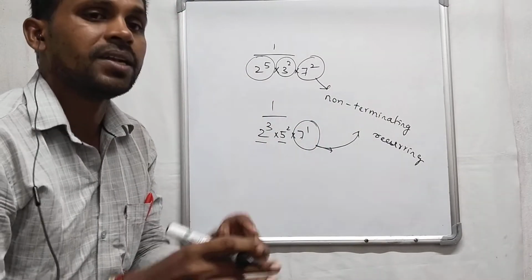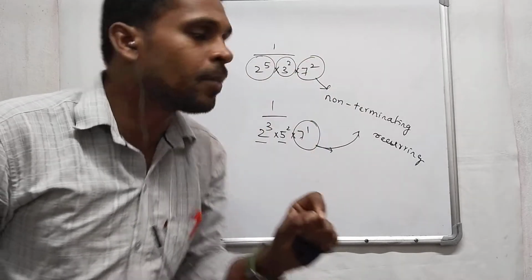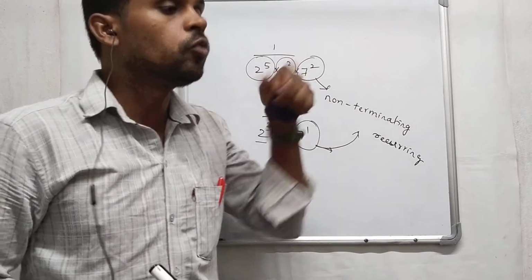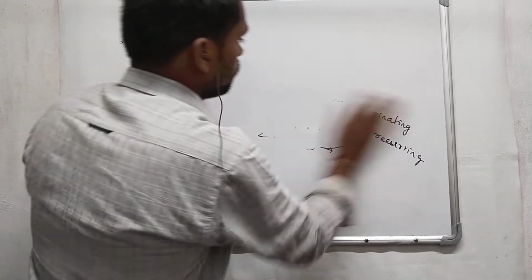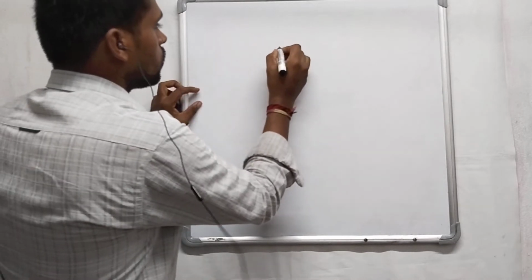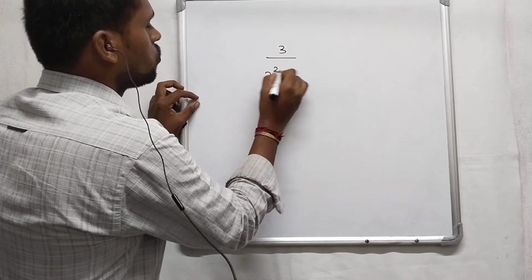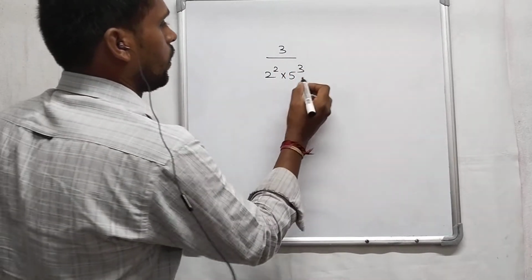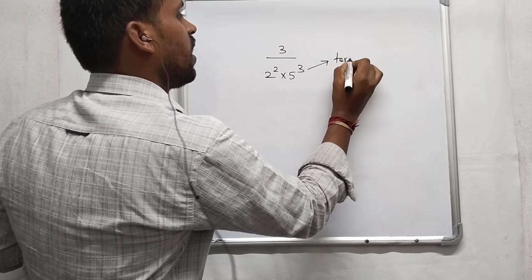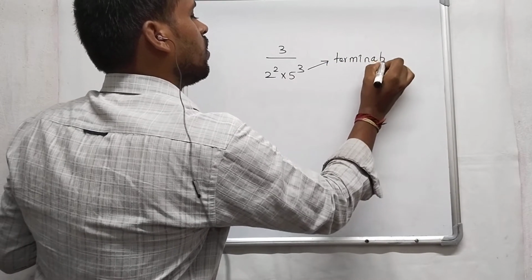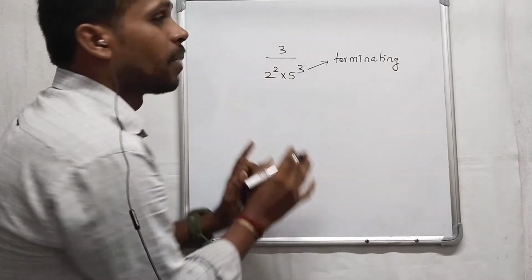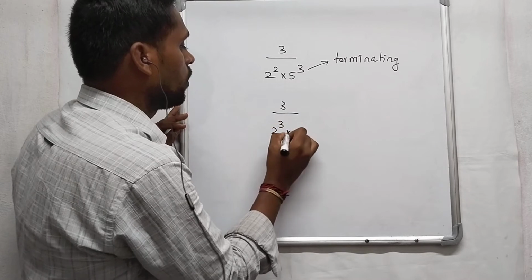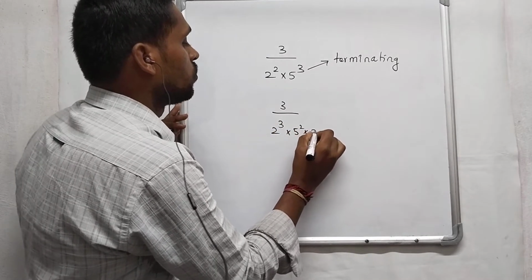We call it terminating only when the denominator has 2 power or 5 power or 2 power into 5 power. One more example: 3 by 2 square into 5 cube. Yes, it is in the form of 2 power m into 5 power n, so we call it terminating. Definitely it gives remainder 0. For example, 3 by 2 cube into 5 square into 3 power 1.